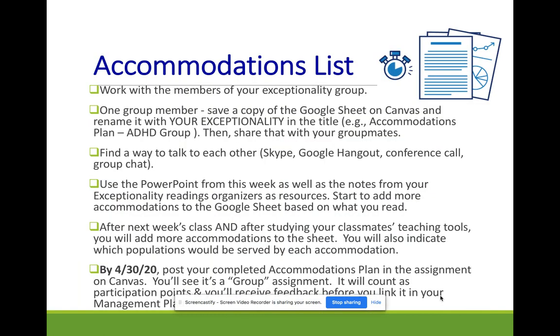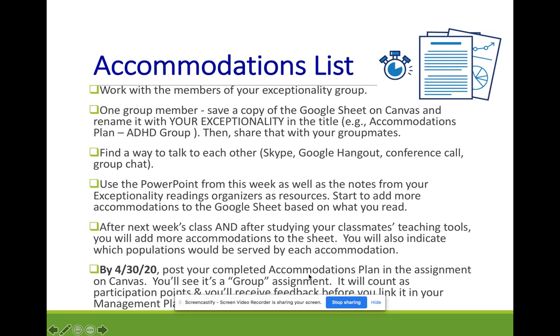All right, next, the accommodations list. You're working with the members of your exceptionality group. You're going to have one Google Sheet per group. As you have found accommodations, as you've been researching your exceptionality, you may have already added them. If not, that would be your next step. And then after studying your classmates' teaching tools next week, you'll add more accommodations to the sheet. And then by 4:30, you'll post your completed accommodations plan in the assignment on Canvas.